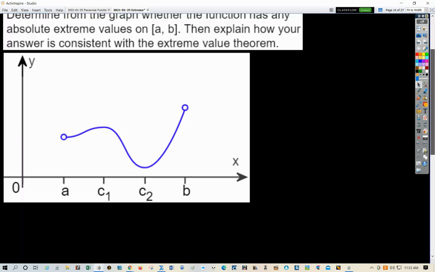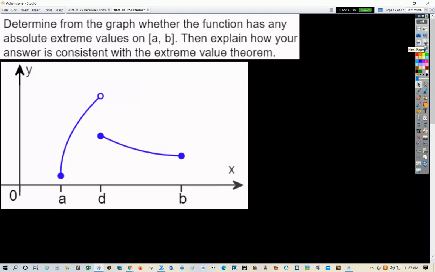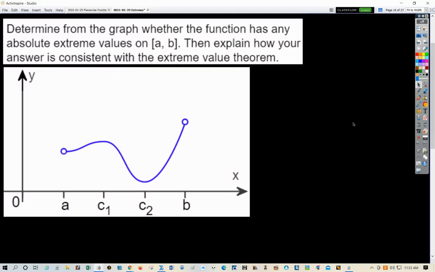All right, so I think we can skip through that. Well, you just tell me real quick. Does that one have an absolute minimum, an absolute maximum, or neither? And if so, where does it exist? Kirsten, you tell me what kind of absolute extrema does this one have? A minimum. Only an absolute minimum. You're correct, and that occurs at C2, right?